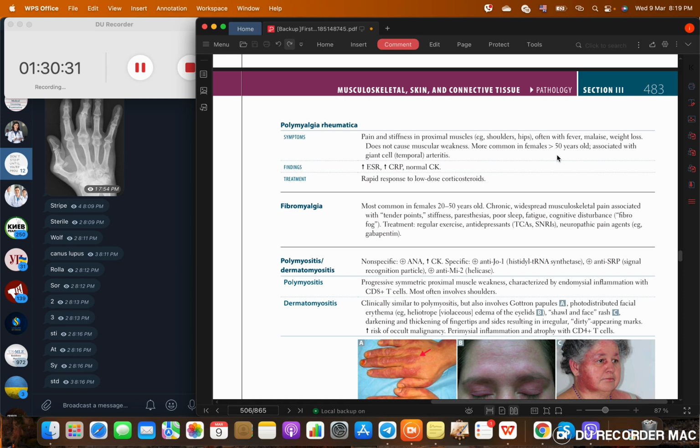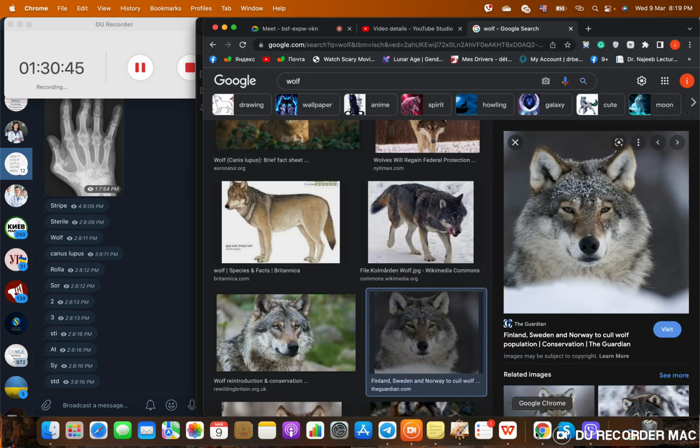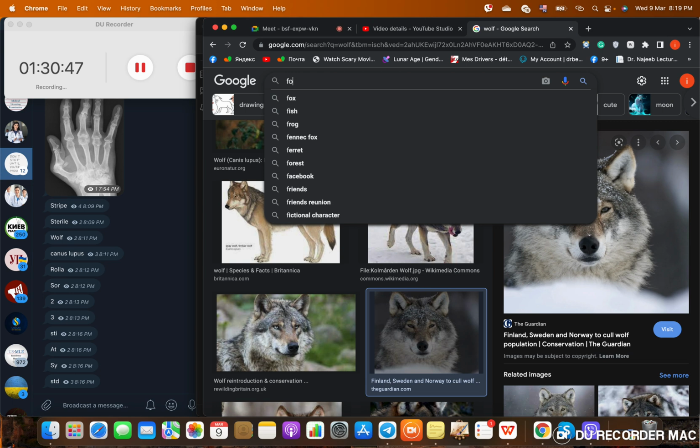Fibromyalgia. Fibromyalgia, I truly don't believe in this disease. Most common in females 20 to 50 years old. Chronic widespread musculoskeletal pain. So when you ask the patient where it hurts, everywhere. So they call them the tender points. I will show you where they are located approximately.